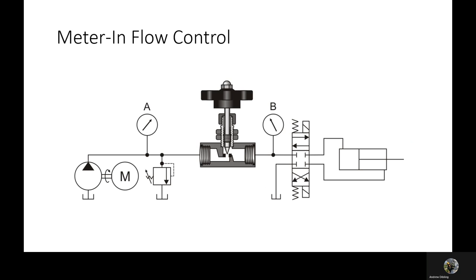Okay. The last type of valve is the flow control valve or speed control valve. And here it's in the meter-in line. In other words, it's in the pump line. So this will have an effect on the speed of everything that comes after it in the circuit. Now you'll notice by the A and the B pressure gauges here that there is a little bit of pressure loss across the flow valve. It's kind of a cost of doing business. The valve is designed to minimize that.